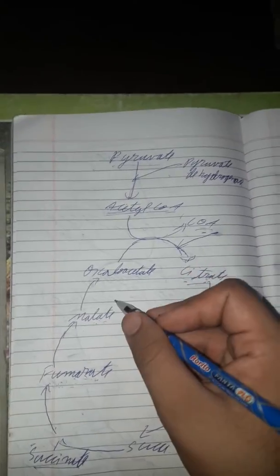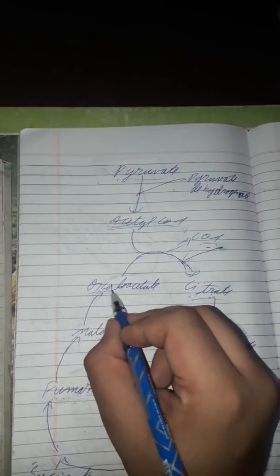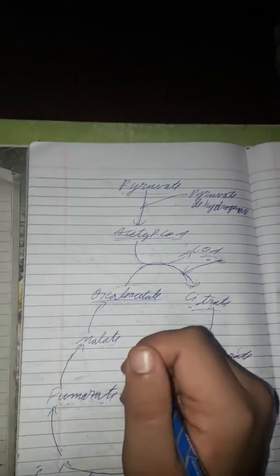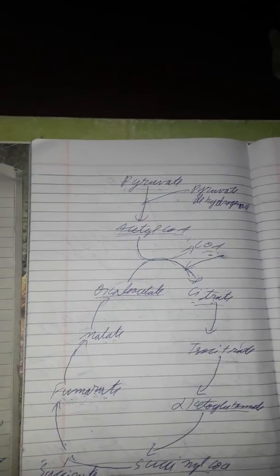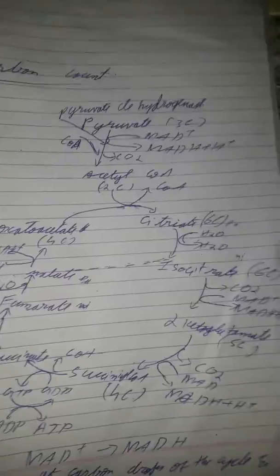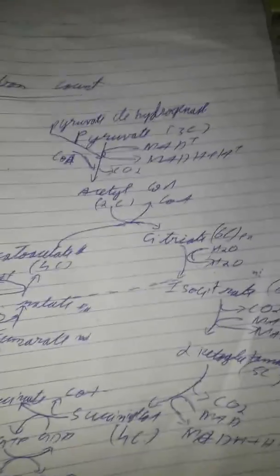Then where were they heading? They were heading for an emergency operation. Operation means oxaloacetate. Okay, oxaloacetate. Now let's remember the carbon counts and their changes. Now how to remember the carbon counts and their changes.